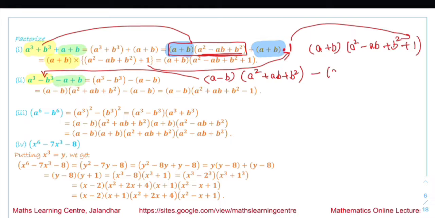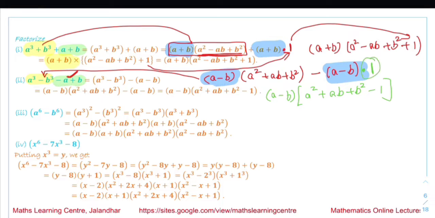Next we take minus common and we are left with a minus b. So this is the second term we are talking about. When we take negative sign common, it is a minus b. Now in these two terms, a minus b is common. So you take a minus b as common. So what we are left with is a square plus ab plus b square minus 1. Minus 1 means because it is into 1 over here, so minus 1 we get over here. So this is our answer in this case.